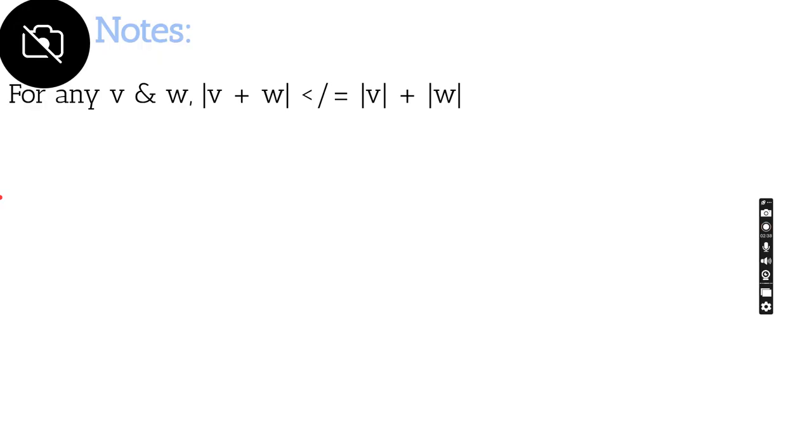Some final notes on vectors are that for any vectors v and w, the magnitude of v plus w will always be less than or equal to the magnitude of v plus the magnitude of w.